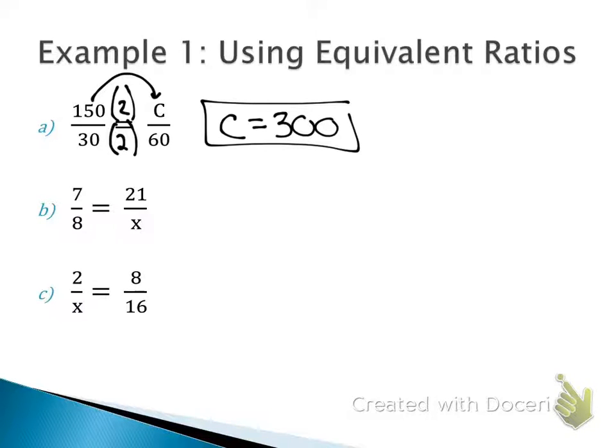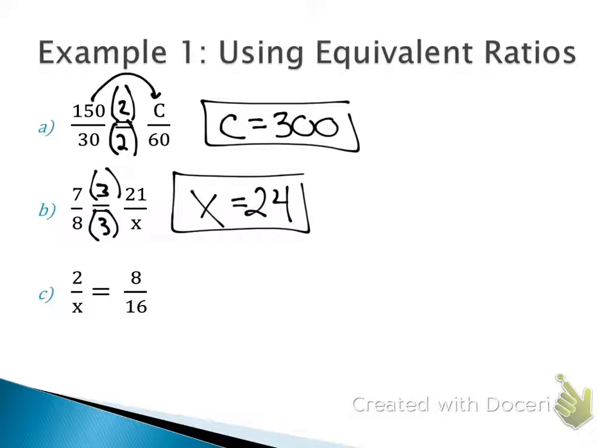Okay? Equivalent ratios is very easy when there's a clear connection. Is there a clear connection between 7 and 21? Yes. Yep. Fill in your missing link and solve for x. So what's the missing link? It's 3. So 7 times 3 is 21, and 8 times 3 is 24. x equals 24.